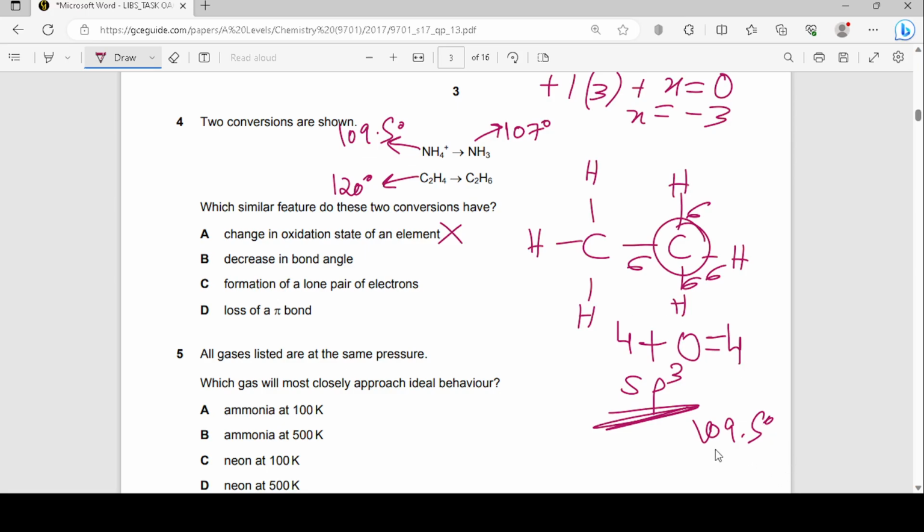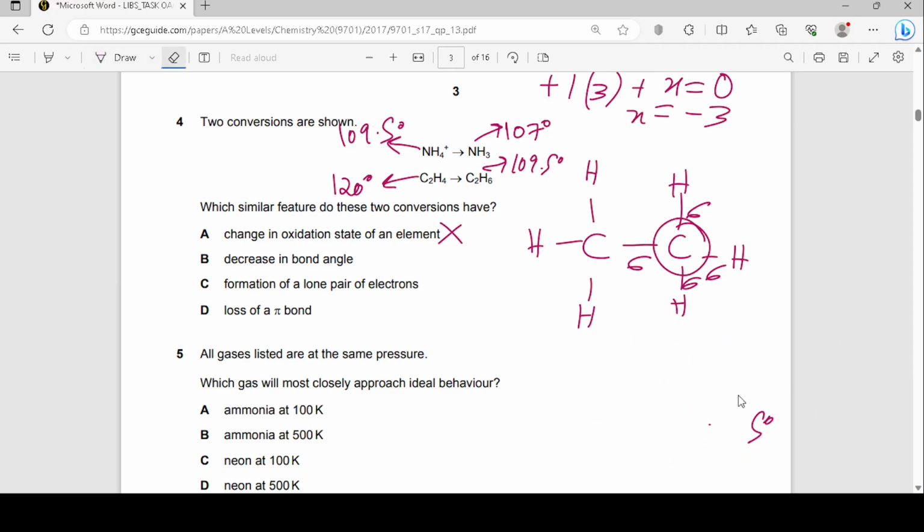I forgot the name. It will be a tetrahedral. Why did I forget that? I don't know. But 109.5 degrees tetrahedral, and it'll not decrease because there are no lone pairs. And this will be 109.5 degrees. And now we shall see if this is actually a decrease. So 109.5 degrees to 107 degrees is a decrease.